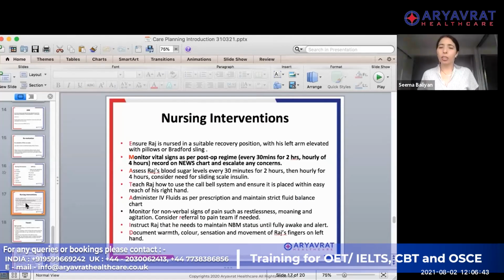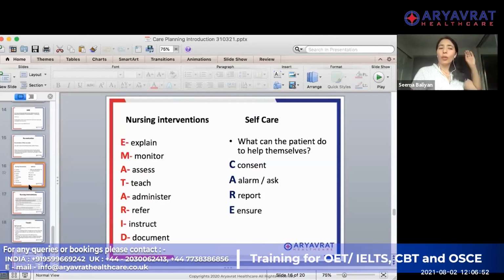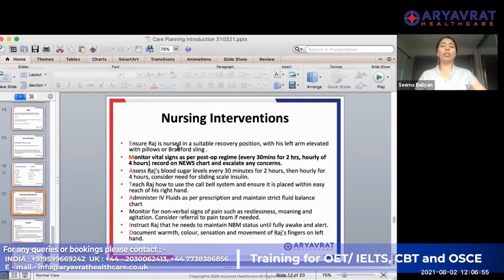So in the nursing intervention, as we had given the example, for E, what was E for? Explain. We have said ensure Raj is nursed in a suitable recovery position with his left arm elevated with pillows, in a Bradford sling. Over here we have used E for ensure, but we can use it for explain as well, to explain and gain his consent. Then the next sentence, which I have made bold, is a very important sentence, and it is something that you will need to write in any post-operative care plan.